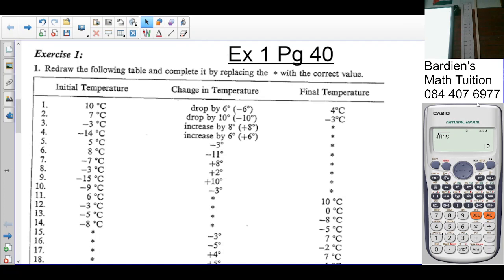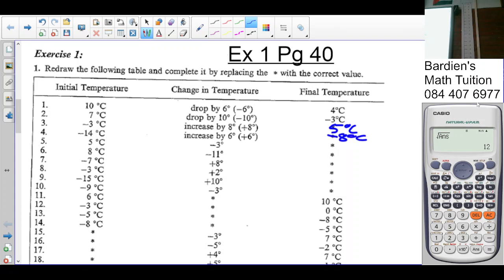Number 3. Initial temperature is -3. Change in temperature, it increases by 8. So -3 plus 8 is 5. So that is 5 degrees Celsius. You all agree with that? Or plus 5 would also be acceptable. Okay, the next one. -14 increased by 6. -8.